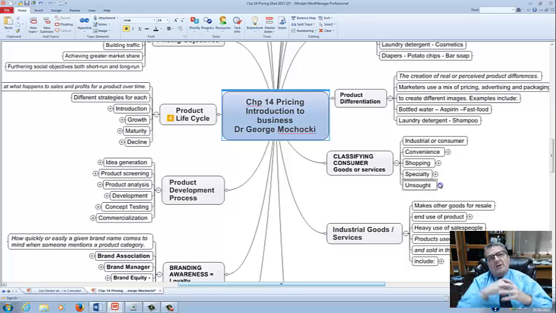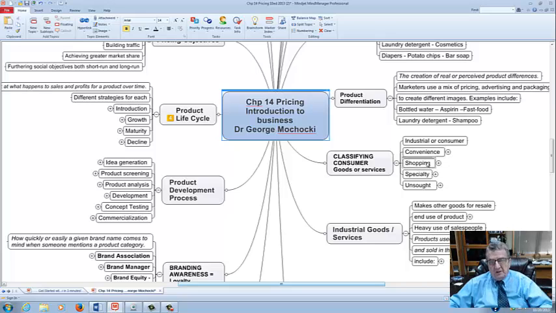Unsought good, or if I'm looking for a dentist or a plumber, what do you call a dentist or a plumber? When my teeth hurt or my toilet is backed up. So if it's either one of those, how do I market to the individuals that are only looking for me because they're an unsought good? They have a different type of pricing for those, because convenience I'm always using.